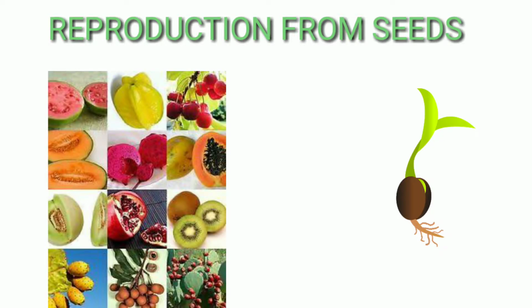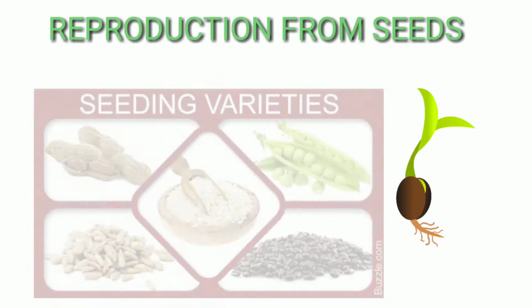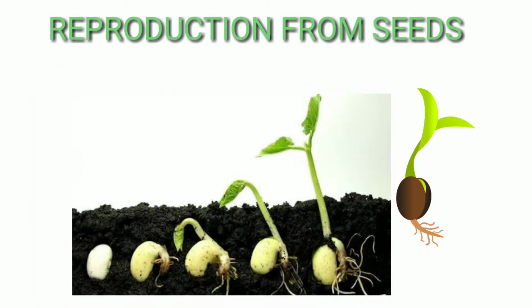Reproduction from seeds. Most plants grow from seeds. Seeds are usually found inside fruits. They are of different shapes and sizes. New plants grow when seeds fall on the soil and germinate.